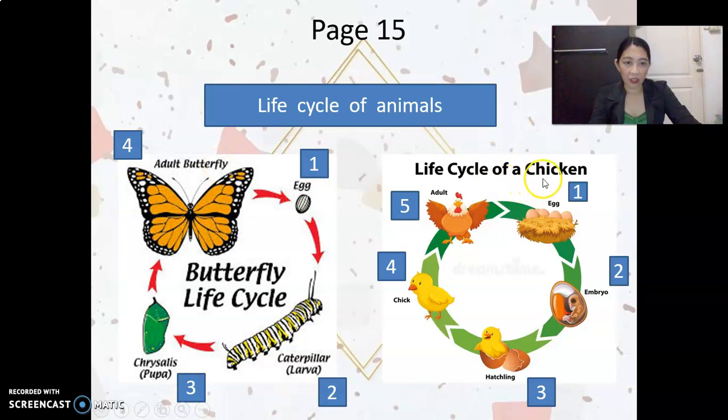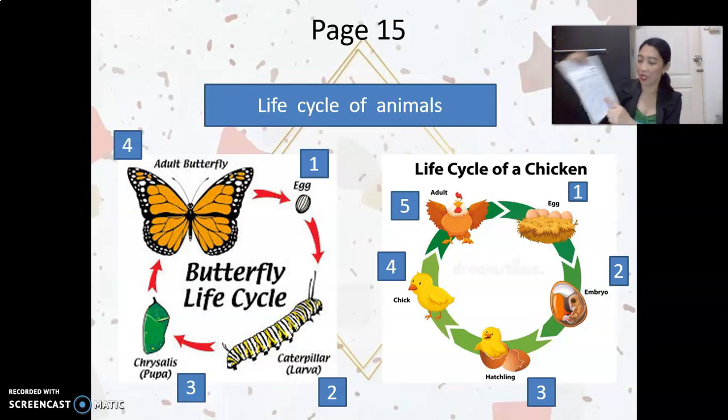Life cycle of a chicken. Number 1 is egg. Number 2, embryo. Number 3, hatchling. Number 4, chick. And number 5, adult chicken. Another example: life cycle of a butterfly is egg, larva, pupa, and adult.